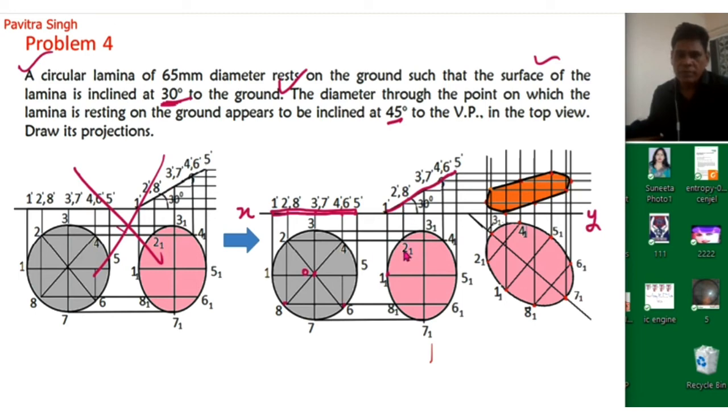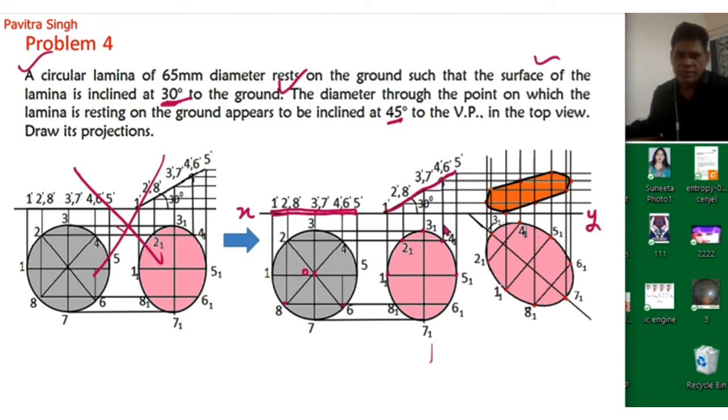Similarly, vertical line from point 2 dash, horizontal line from 2. So this will be 2 1. Vertical line from point 3 dash, horizontal line from point 3. So we will get this 3 1. Vertical line from point 4 dash, horizontal line from point 4. So this will be 4 1. Similarly, vertical line from point 5 dash, horizontal line from point 5. So this will be 5 1.